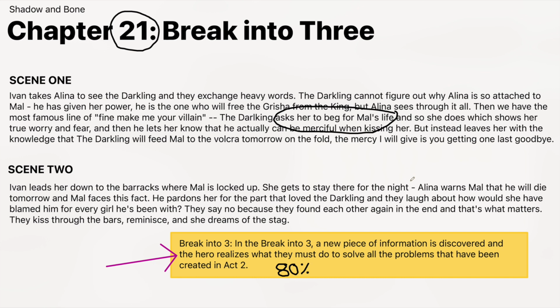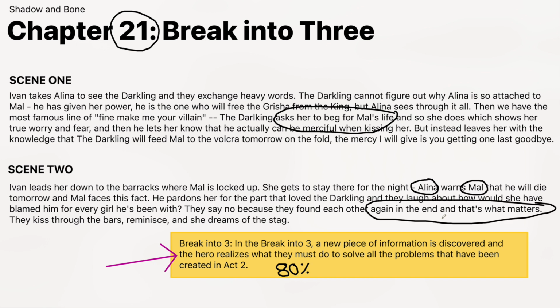He pardons her for the part that loved the Darkling, and they laugh about how she would have blamed him for every girl that he's been with. So they're really trying to throw everything under the bridge. Let's just focus on us together right now. They really found each other again in the end, and that's what matters.